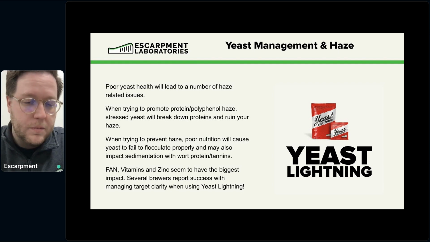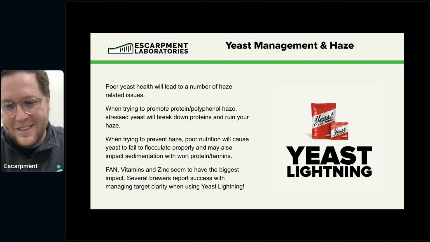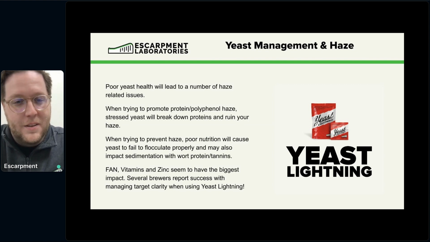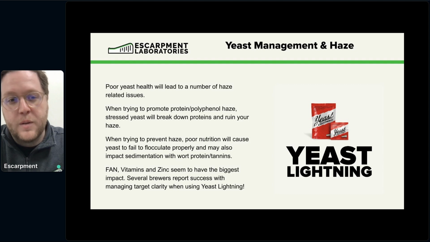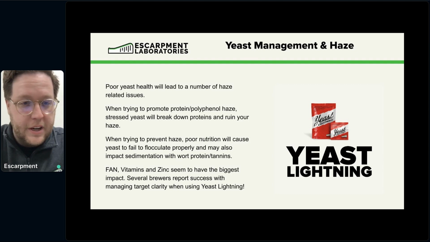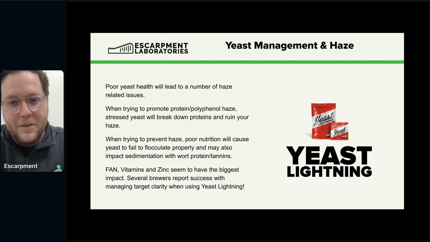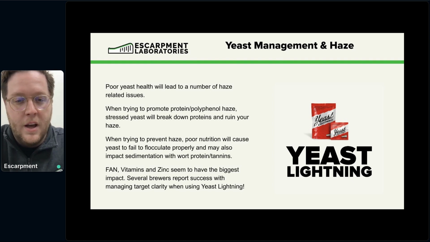Another thing I want to touch on, because we've always got to work in a pitch for yeast lightning in here, is that yeast management does have an impact on haze. Poor yeast health will lead to haze-related issues on both sides. Poor yeast health can make your hazy beers clear, and it can make your clear beers hazy. If you're trying to promote the protein and polyphenol haze in a hazy IPA, stressed yeast will break down those proteins, and it will ruin your haze. So you need to make sure that your yeast is well fed and happy.